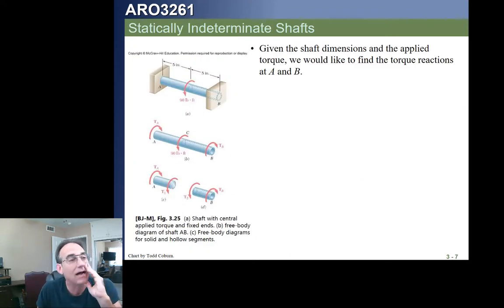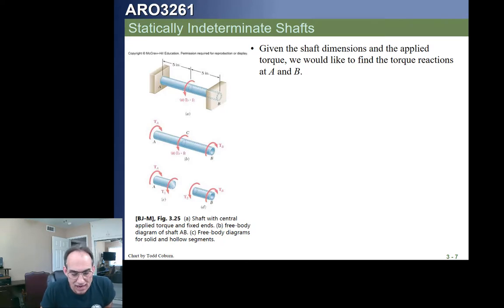Now, if we have an indeterminate shaft, for example, let's say we have a fixed rod, and we have this torque applied to the middle. We know that the angle of twist at A and at B must be 0, but how much does it twist here in the middle? This is an indeterminate problem, so what we're going to have to do first is figure out how much of this torque goes to each place. In order to do that, we're going to need the J of each of these.